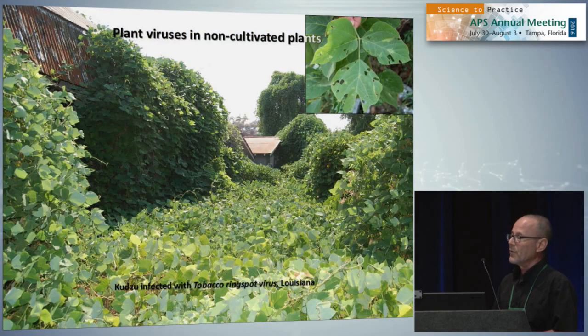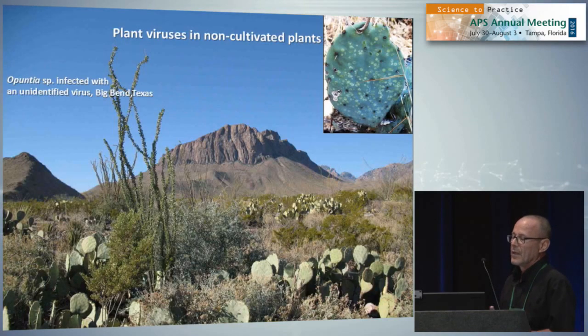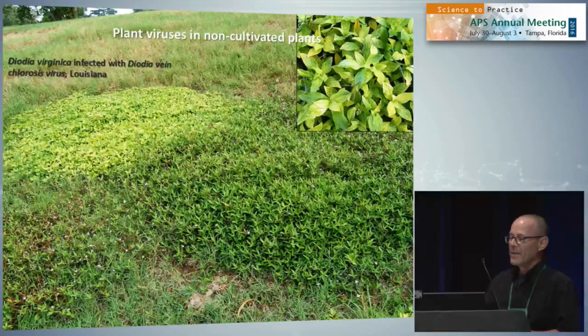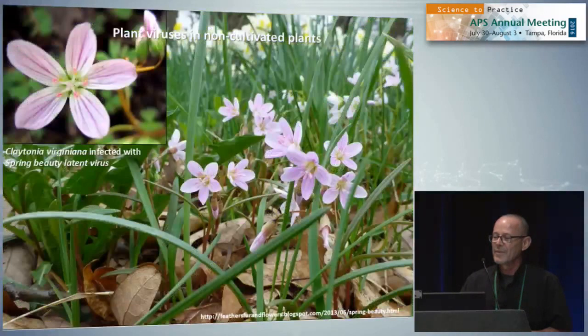Viruses are also found in non-cultivated plants, and here's an example of kudzu, an introduced plant infected with tobacco ring spot virus. When I go to national parks, I always pay attention to plants infected with viruses, and here is opuntia infected with the ring spot causing virus. Here's a very nice picture of Diodia. Here it is infected with the Diodia vein chlorosis virus, and here is healthy. A very interesting picture on the Baton Rouge campus of LSU.